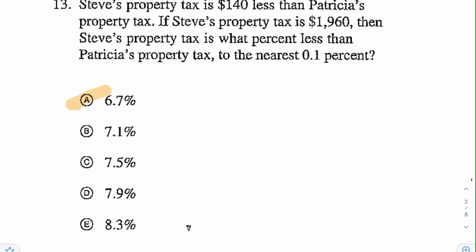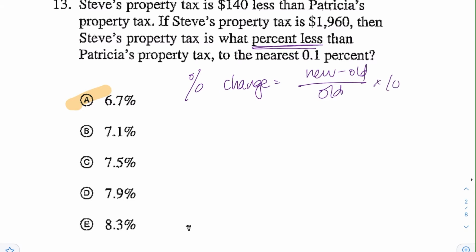Next one, number 13, Steve's property tax is $140 less than Patricia's property tax. If Steve's property tax is $1960, then Steve's property tax is what percent less than Patricia's property tax, to the nearest 0.1%? The keyword here is percent less, and this is a percent change question, and percent change is new minus old divided by old times 100%.